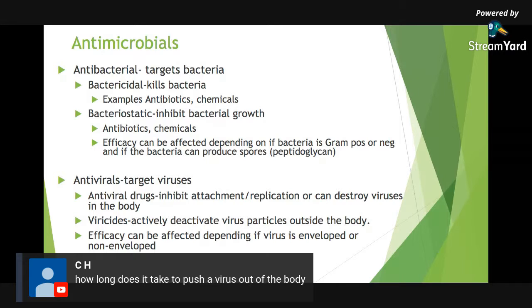All right, so antibacterials target bacteria. Bactericidals kill bacteria. Examples are antibiotics and cleaning chemicals that specifically target bacteria. So antibacterial soap would target bacteria.